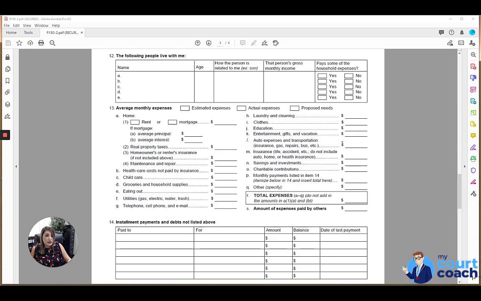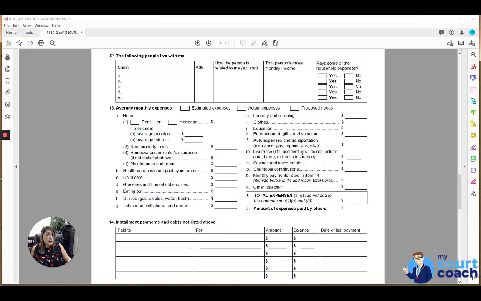Auto expenses and transportation. This is limited to insurance, gas, repairs, bus. This is not where you list what you pay for your auto loan every month. So make sure that the amount you're listing here is limited to insurance, gas, repairs, and if there's a bus pass or a subway pass, etc., that goes into 13L.